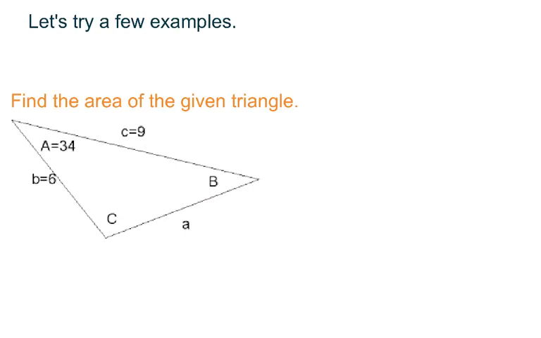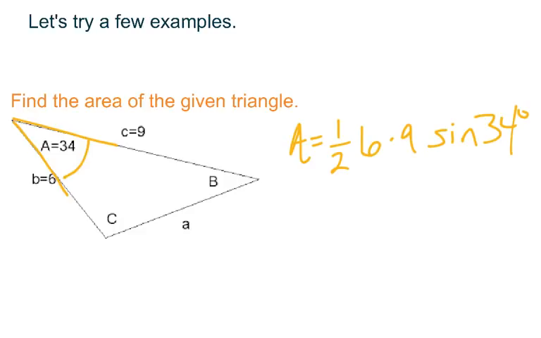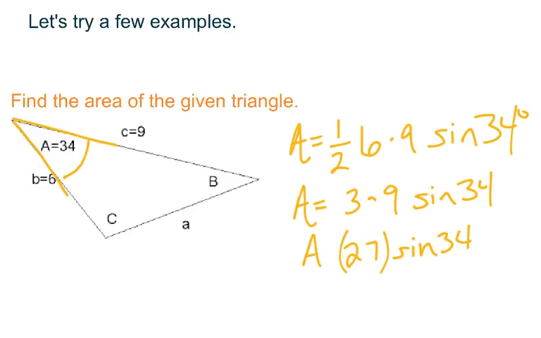So we're given this triangle. Let's find the area of this triangle. Well, here we have two sides with the angle between them. So my area is 1/2 6 times 9 times sine of 34. This gives us half of 6 is 3 times 9 times sine of 34. 3 times 9 is 27 times sine of 34. So 27 times sine of 34 degrees is approximately equal to 15.1.